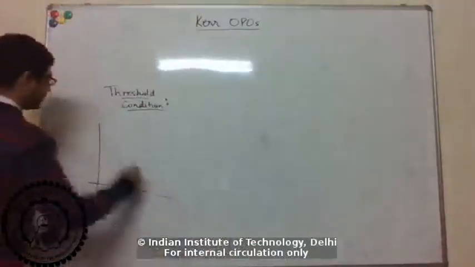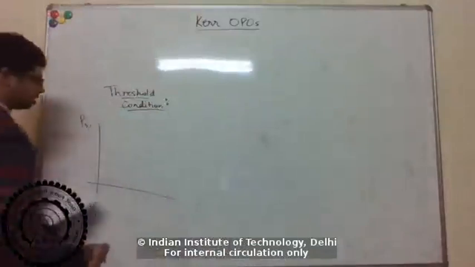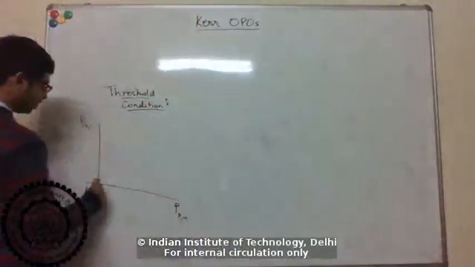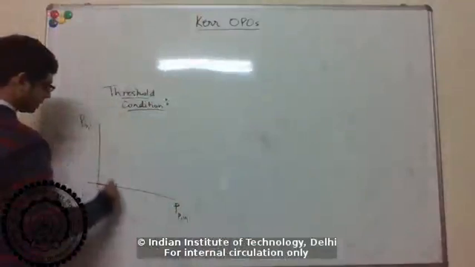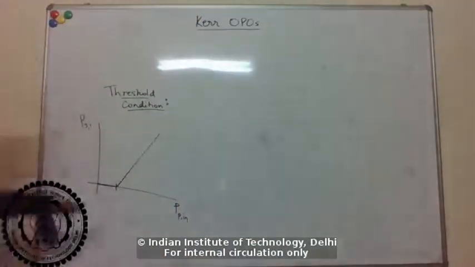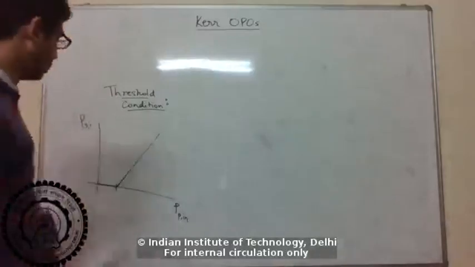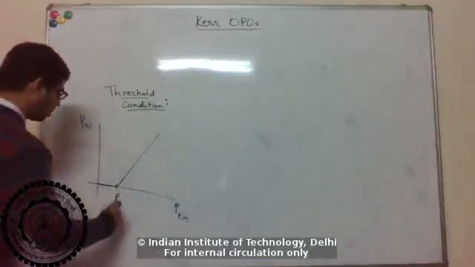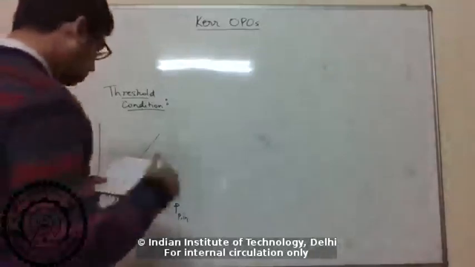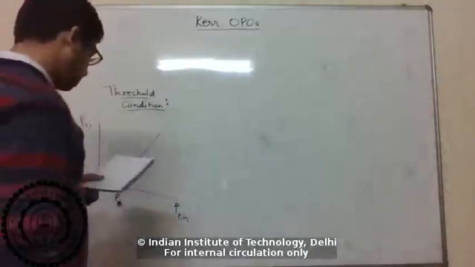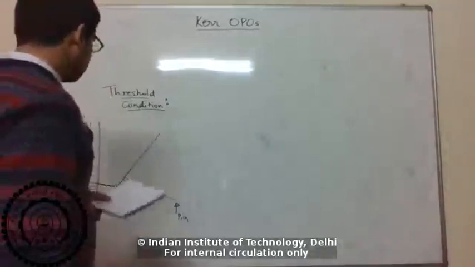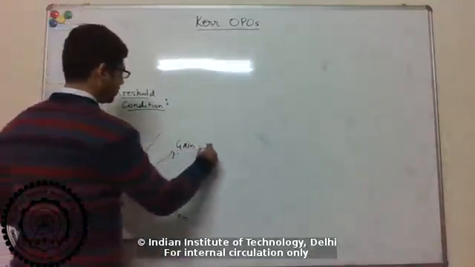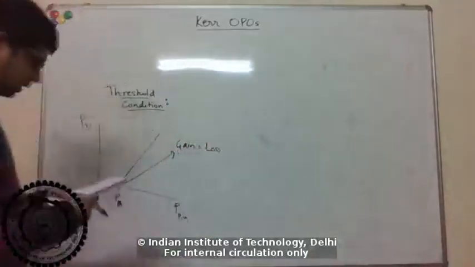Recall that if I measure the signal or idler power out as a function of my input pump power, then for low pump powers I don't get anything out. Then there is a threshold beyond which I start getting finite power, just like a laser. And so this value is my threshold power. So when does this threshold condition happen? This is when the gain inside the cavity is equal to the loss.